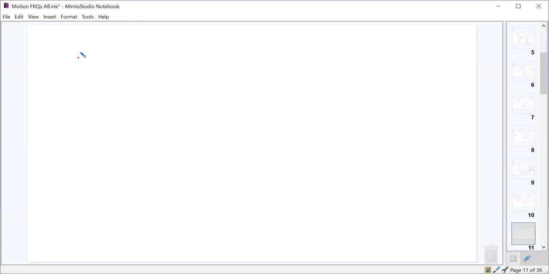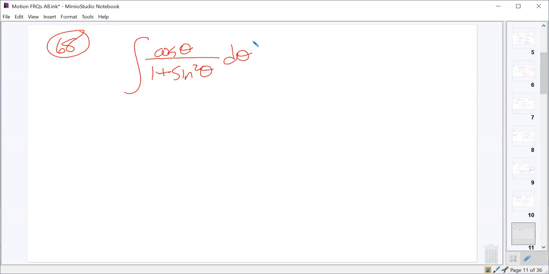68. Right, 68. The integral of cosine theta over 1 plus sine squared theta. All right. This is another u substitution one. So we'll note that in the numerator, we have a cosine theta d theta, right? What would u need to be to just have that whole thing become du?